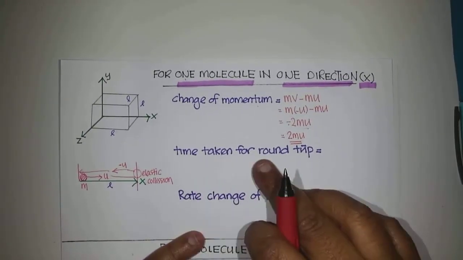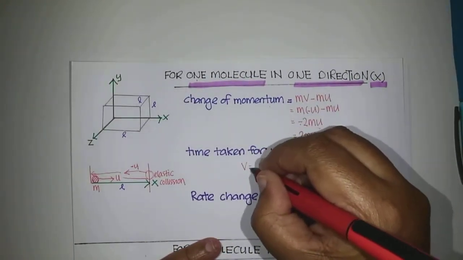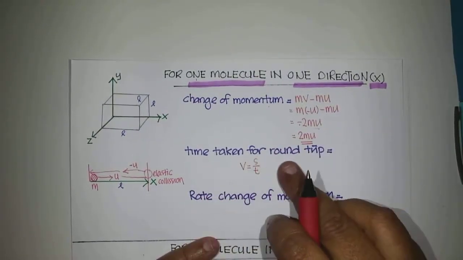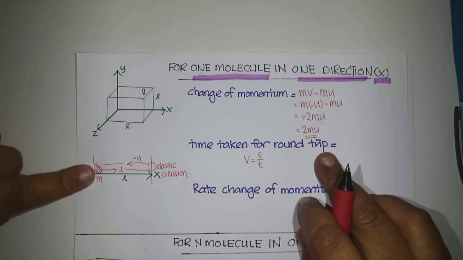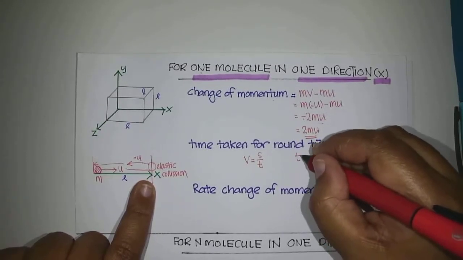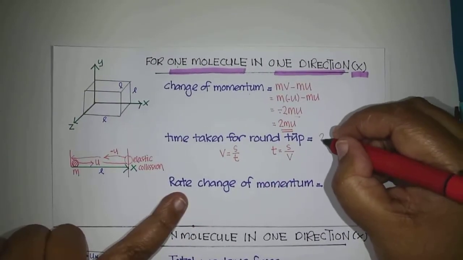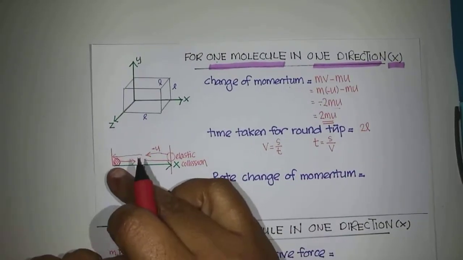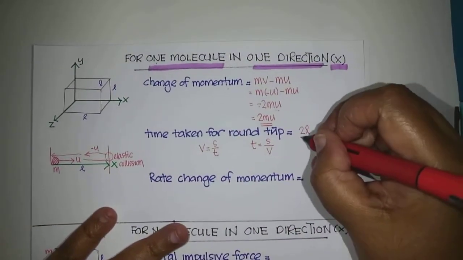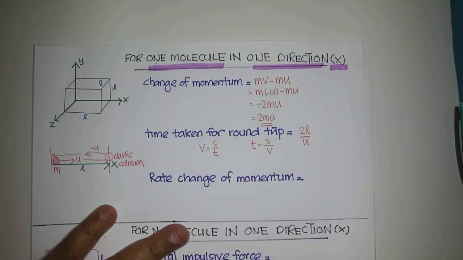Time taken for a round trip. We know v equals s over t, the definition of velocity. So time taken for a round trip from this wall to the other wall: t equals s over v. Here s is 2L, because from here to here is L, and then you bounce back, which is another L, so it's 2L. v is the velocity u, so it will be 2L over u.